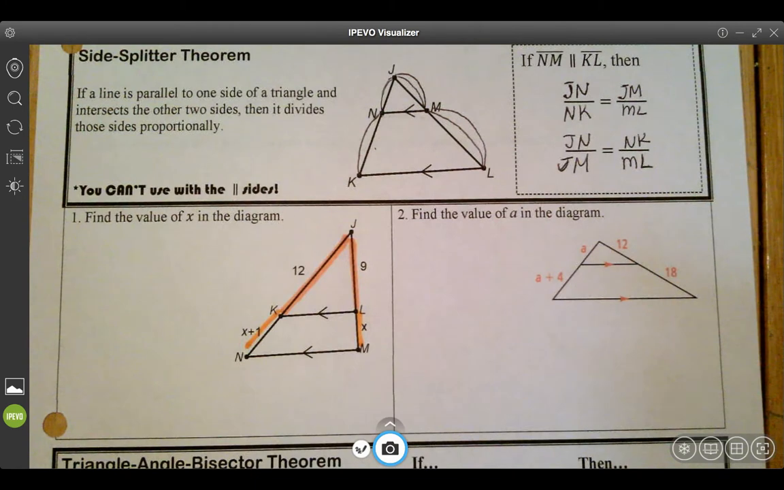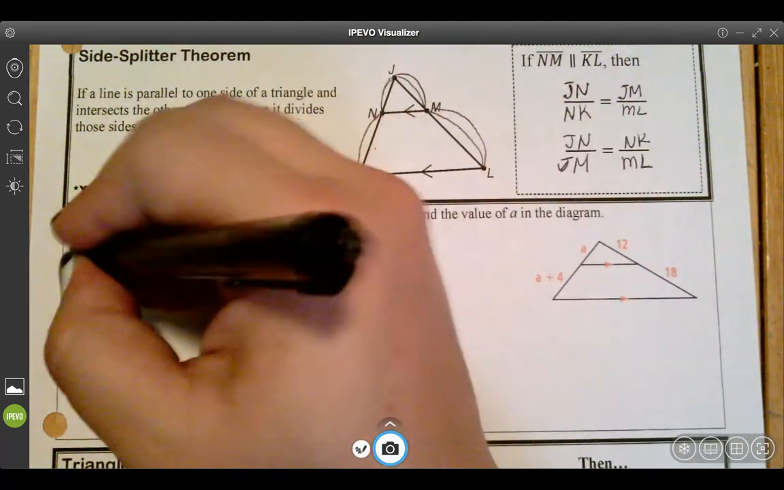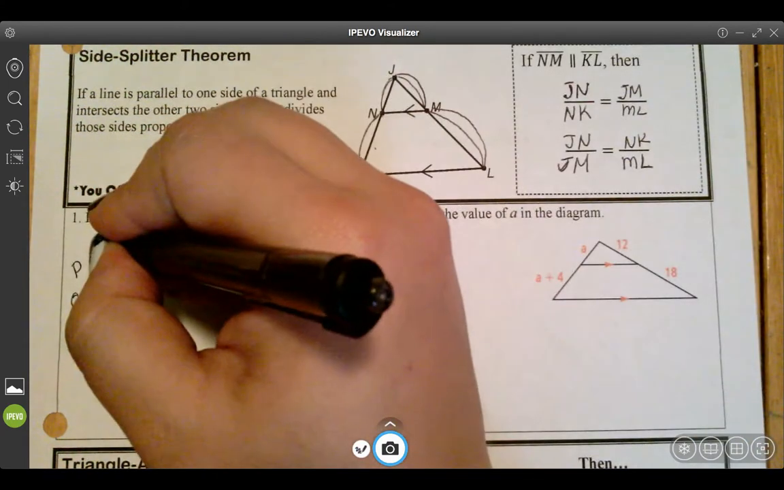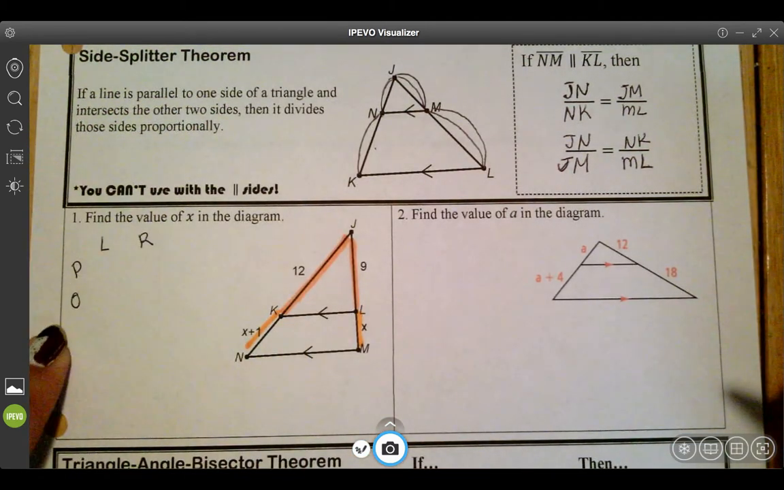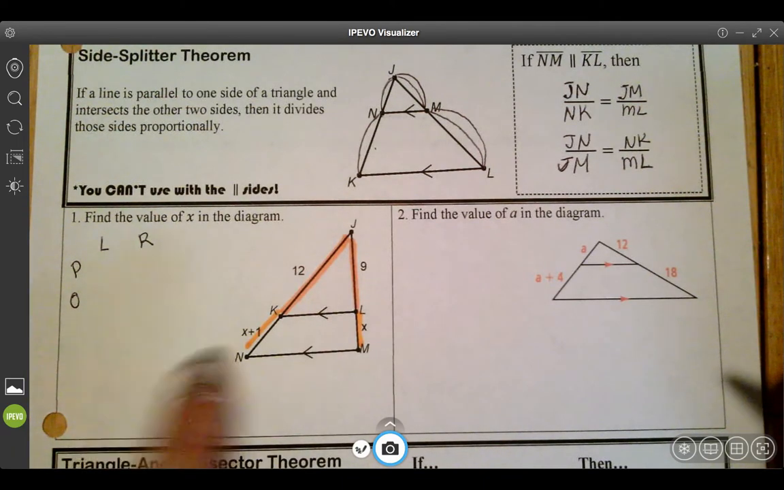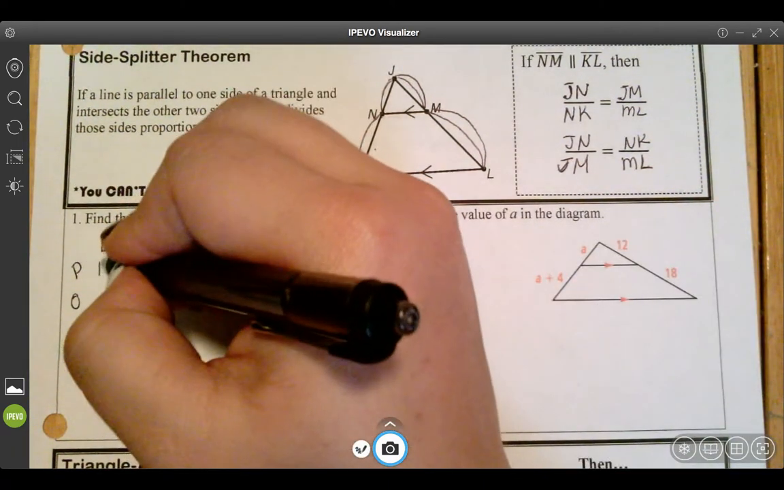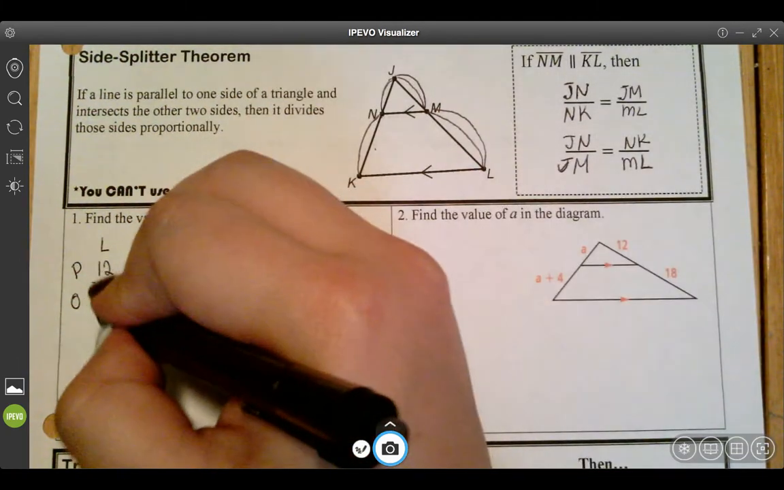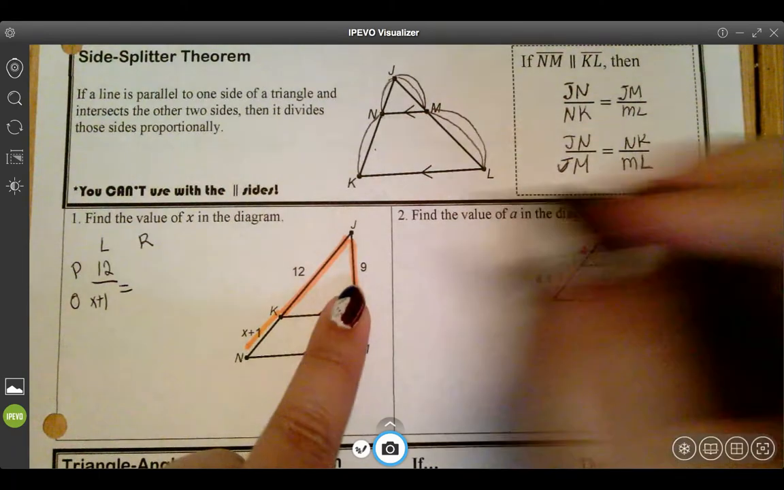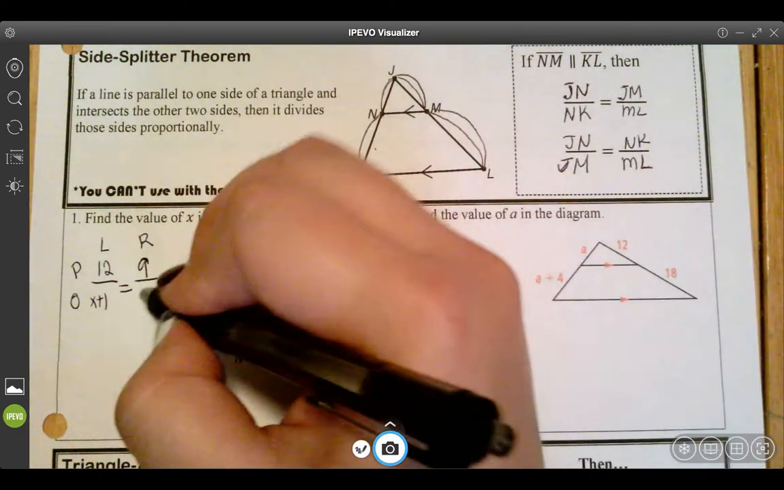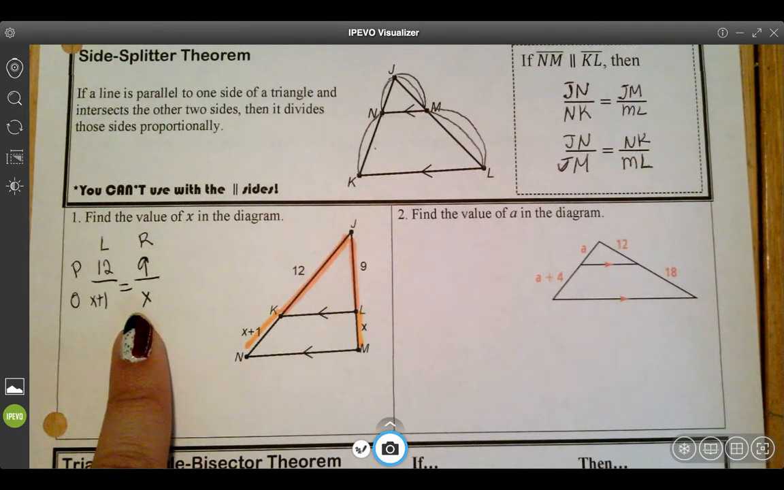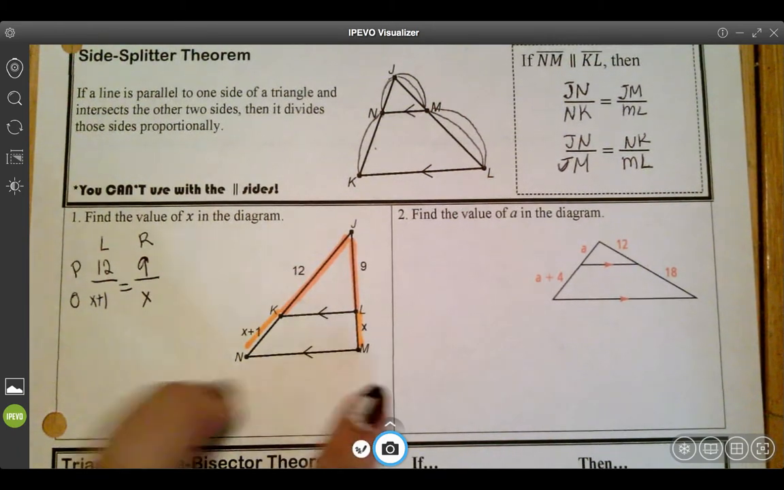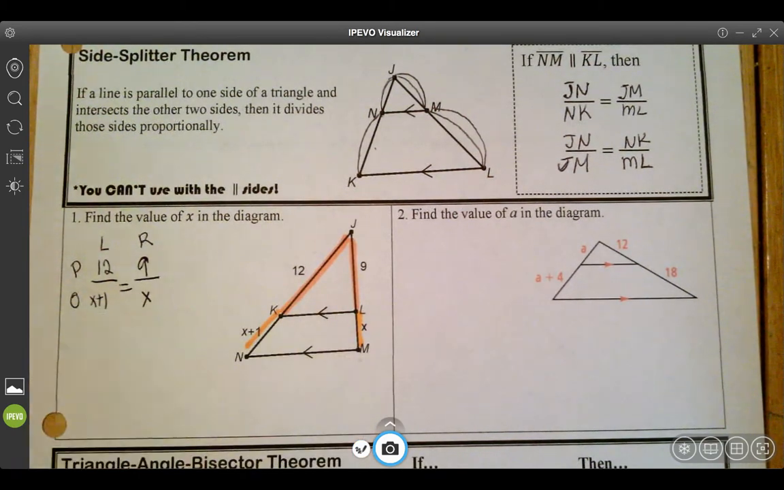So kind of like our pattern that we were using on the last page, we want to set up, if I'm going to do pink over orange, it's going to be left and right fractions, or I could rotate this, I could say left over right, pink fraction, and an orange fraction. So now I have pink on the left is 12, orange on the left is x plus 1, pink on the right is 9, orange on the right is x. Now, remember I was saying that they shouldn't both be in the numerator or both be in the denominator if they represent the same side. These represent different segments, and that's why they're both in the denominator.